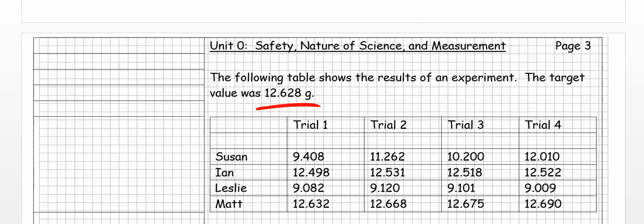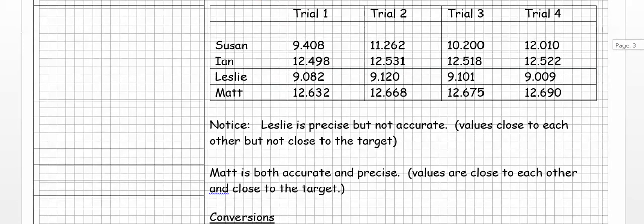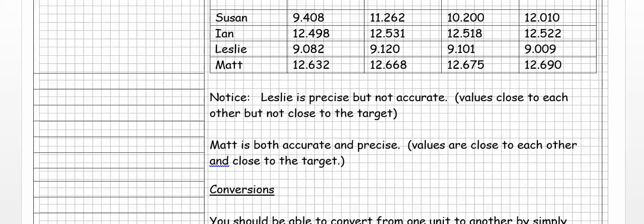Susan does 4 trials, and she gets 9.408, 11.262, 10.200, and then 12.010 for the last attempt. Ian does 4 attempts as well, so does Leslie, and so does Matthew. Now, we want to ask the question, who is accurate and who is precise? So, I want you to notice this.